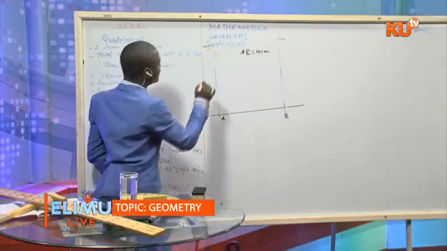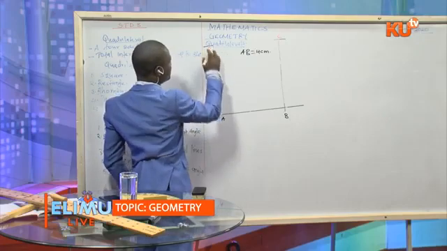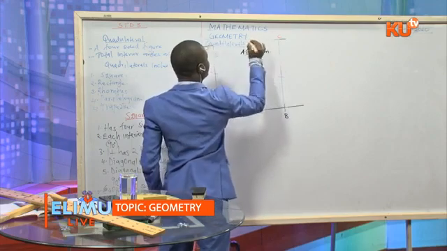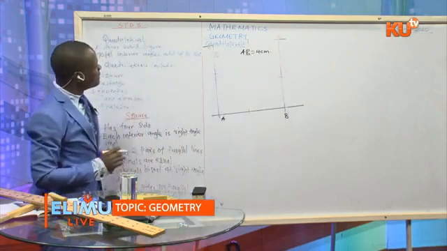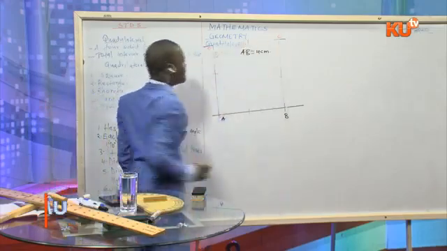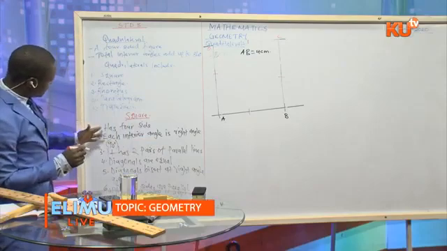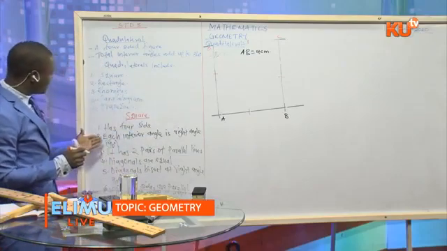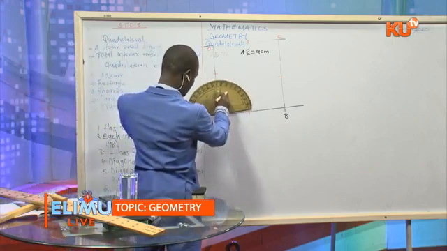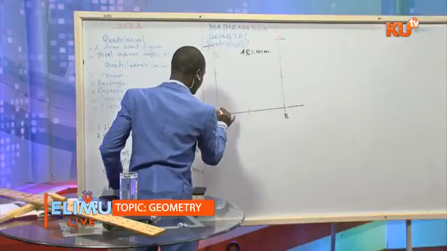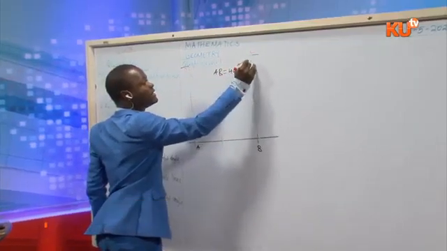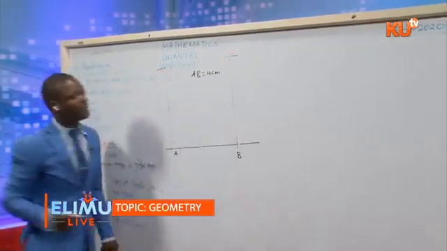If you look at the figure that I've just drawn, you'll find that line AD, line AB, line BC, and line CD are all equal. This is 4 centimeters, this is 4 centimeters, this is 4 centimeters. Now, we say that it has 4 sides. Each interior angle is a right angle. So if you measure here, you're supposed to get 90 degrees. So this is 90 degrees, this is also 90 degrees, this is also 90 degrees, and this is also 90 degrees.